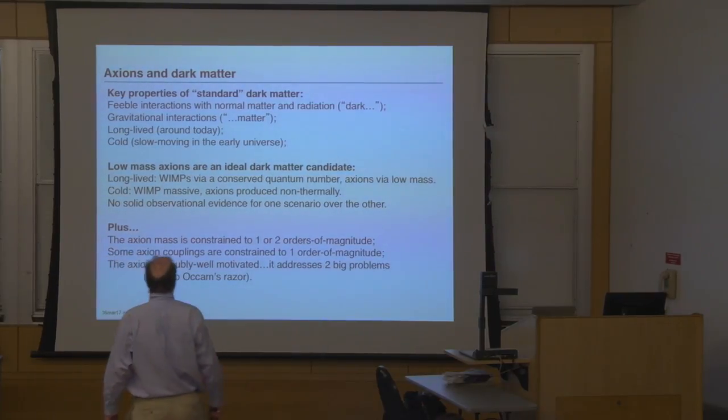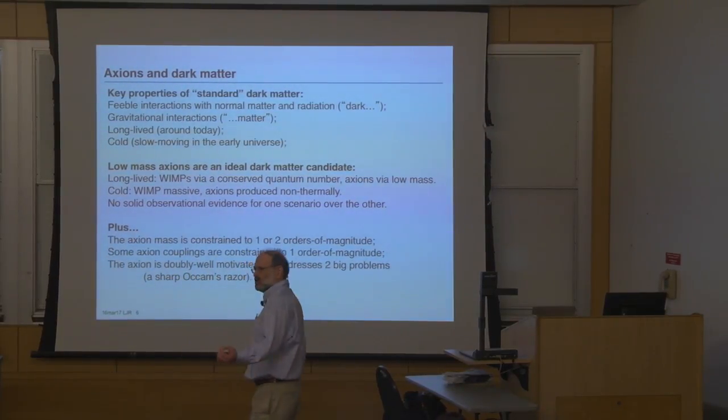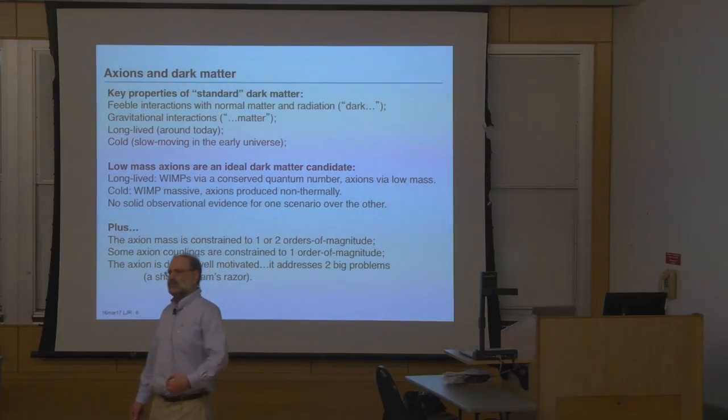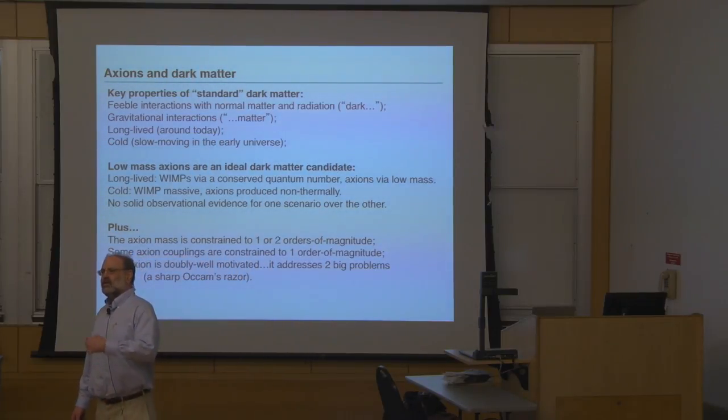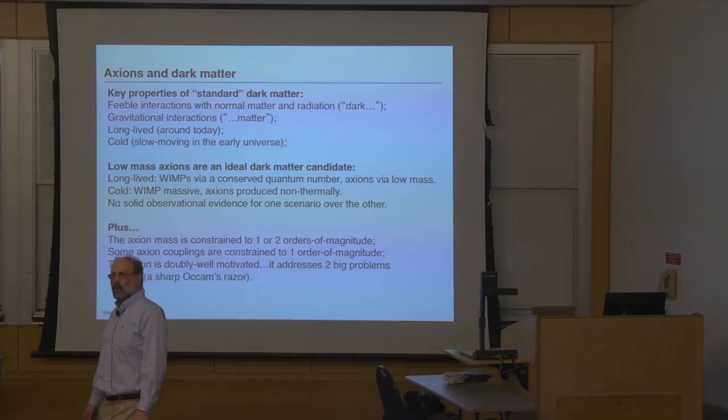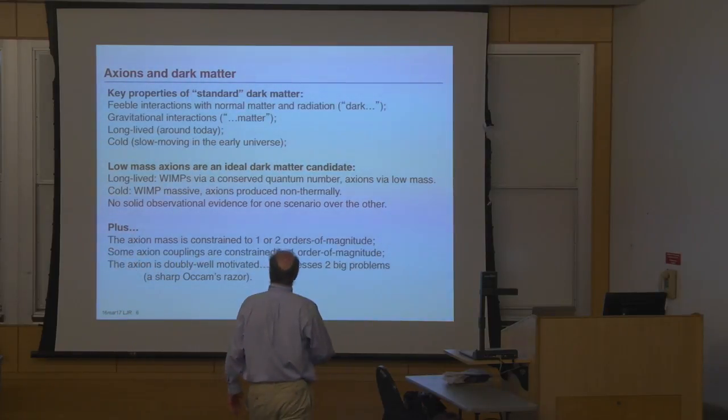It's exquisitely tiny. Where a pion can decay into two photons, its lifetime is 10 to the minus 16 seconds. A micro-eV axion, if you just scale that phase space down to a micro-eV, is 10 to the 50th years or something. Long, long, long, long time.